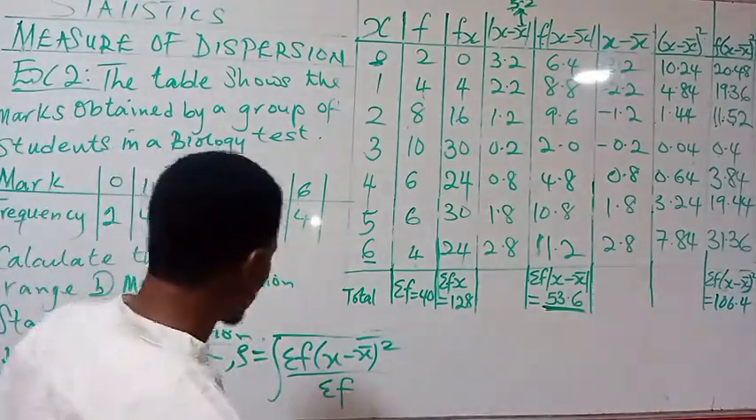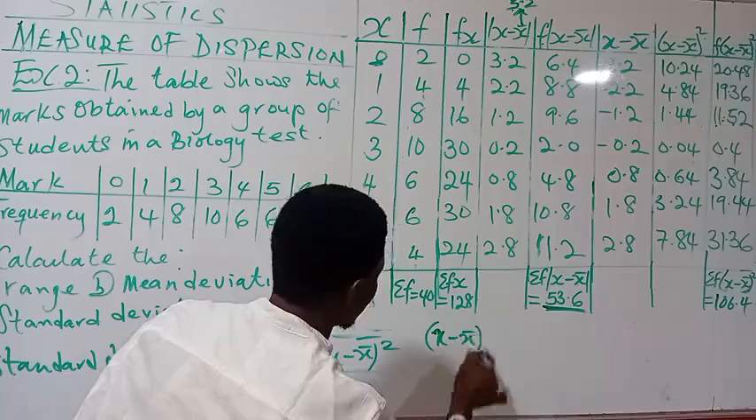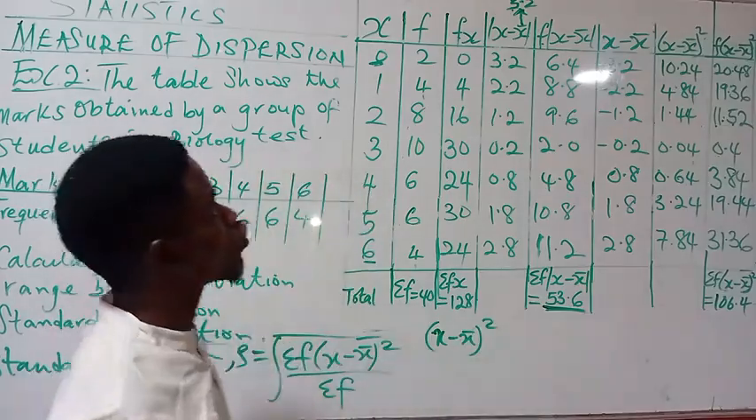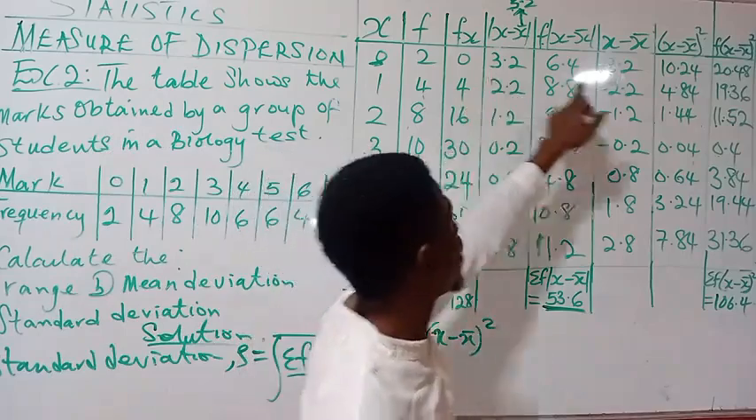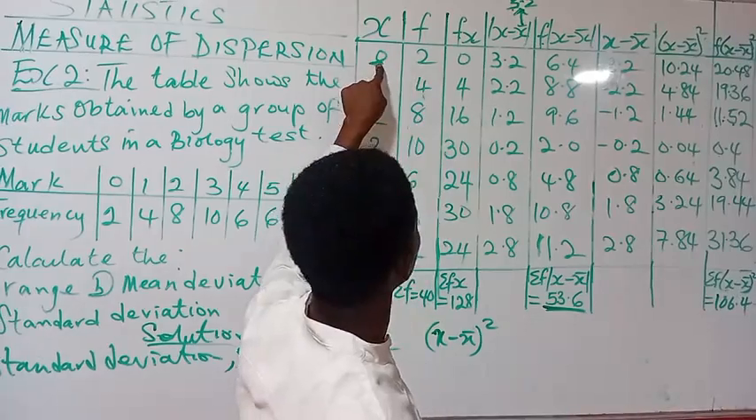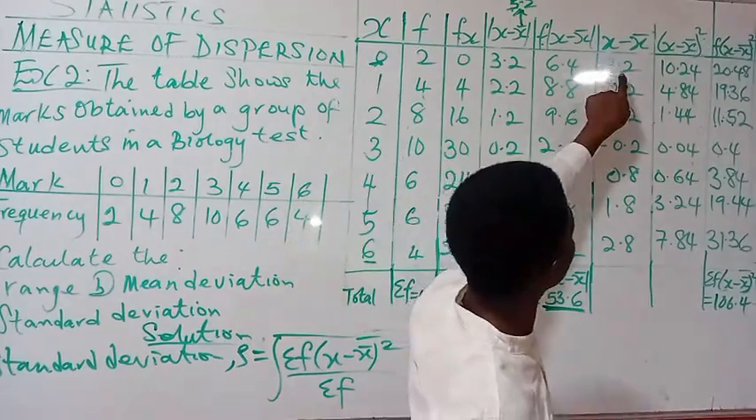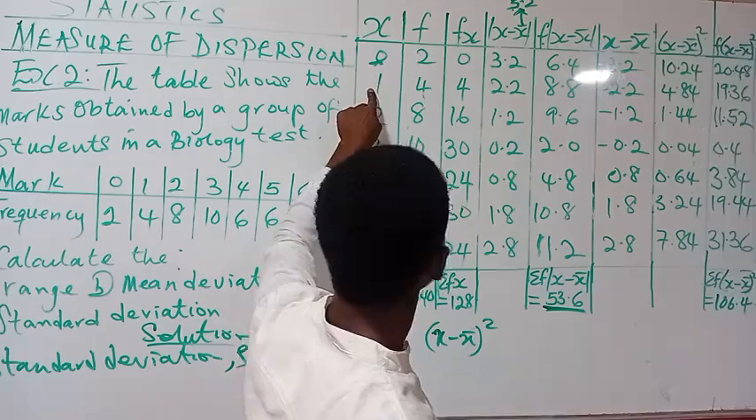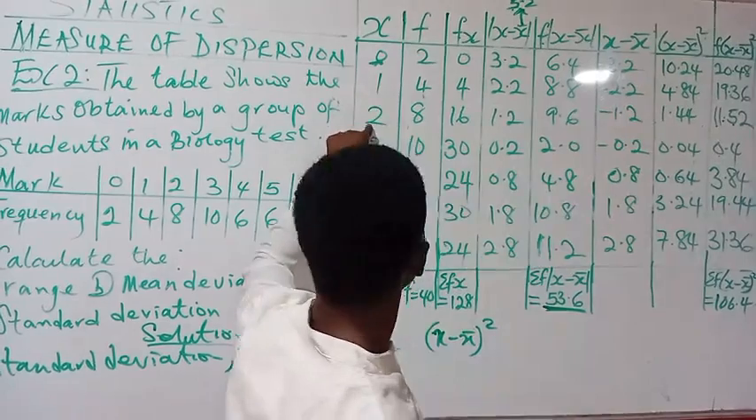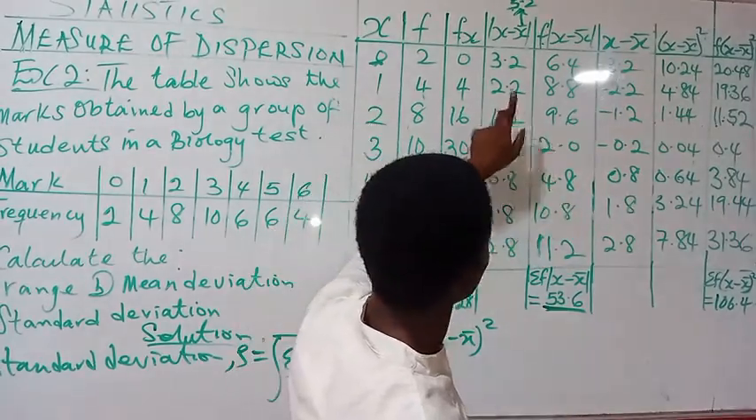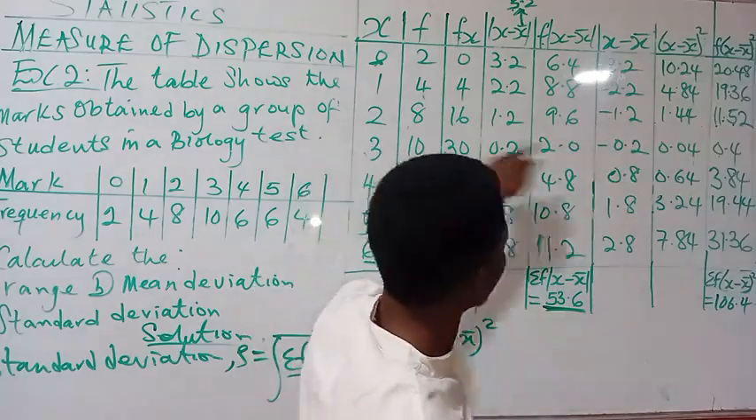So in this case, we need x minus x bar, then you square it, which means that you need to come here. When you do 0 minus 3.2, we have minus 3.2. When 1 minus 3.2, we have minus 2.2. When 2 minus 3.2, we have minus 1.2. When 3 minus 3.2, we have minus 0.2.